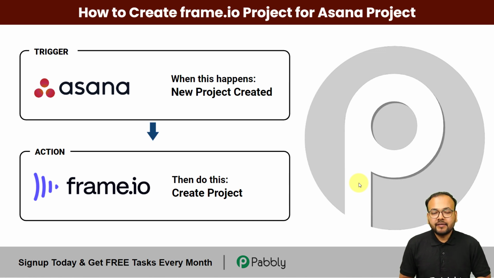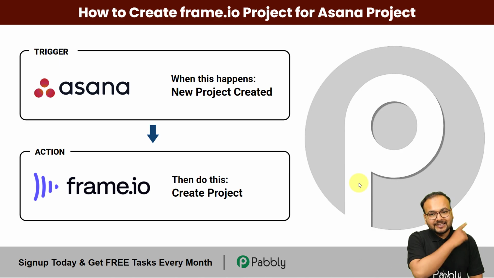So guys, if you're a graphic designer, video editor, or part of a creative team, you may already be using Frame.io. And if you want to integrate it with a project management tool like Asana, this video is for you. Here I'm going to show you how you can automatically create a project in Frame.io for every new project in Asana. That way you do not have to manually jump between different applications and you can save a ton of time. So stay tuned, let's begin.